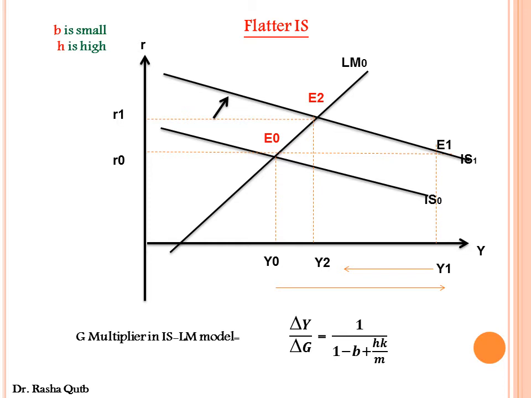the final increase in equilibrium national income is only the distance between Y0 and Y2. This is due to high crowding out effect. When the investment is more sensitive to interest rate, we have high crowding out effect. In this case, the final change in equilibrium national income would be relatively small. In this case, the fiscal policy is less effective.